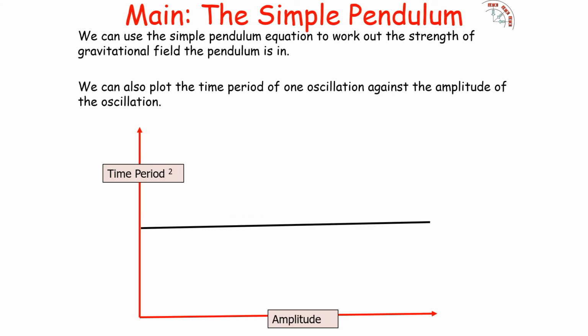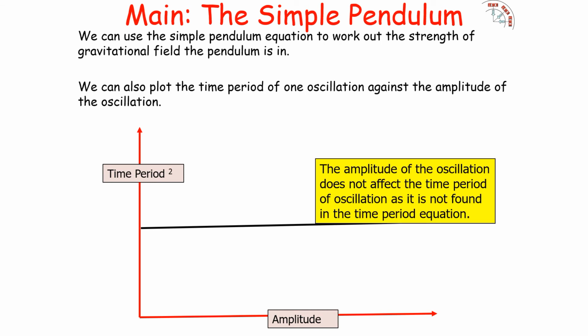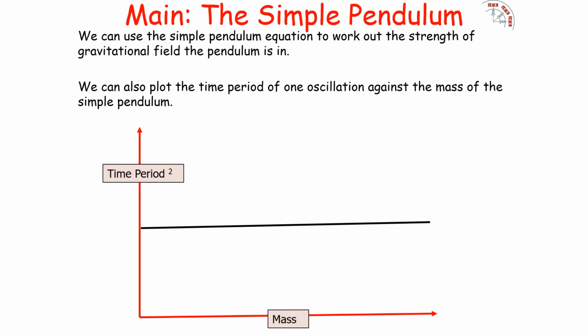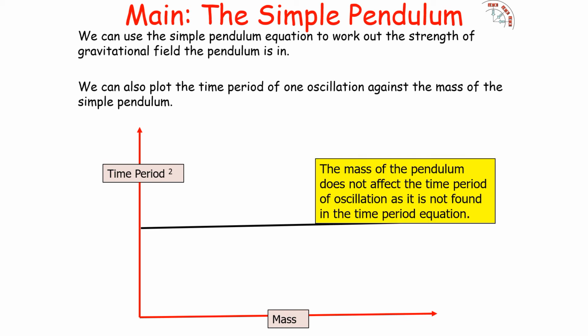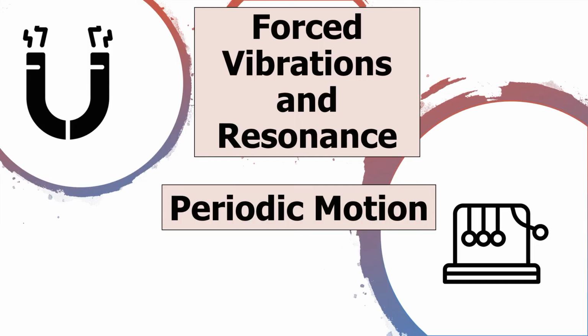So what we can also say is if we plot time period squared against amplitude, we get a straight line because the amplitude of oscillation does not affect the time period of oscillation, as it's not in the equation, which is a very important idea. Now also the mass of the pendulum does not affect the time period, as it is not found in the time period equation. In our next part of the video, we're going to look at forced vibrations and resonance.